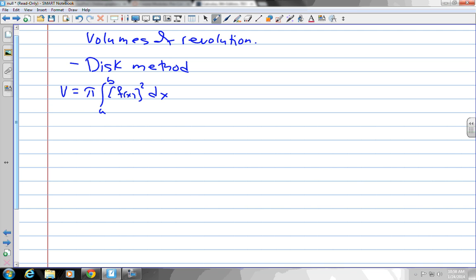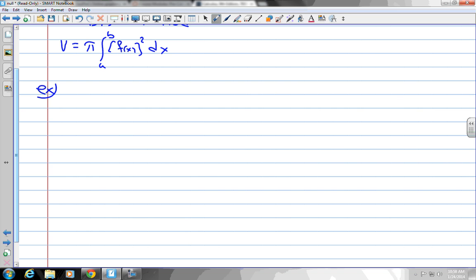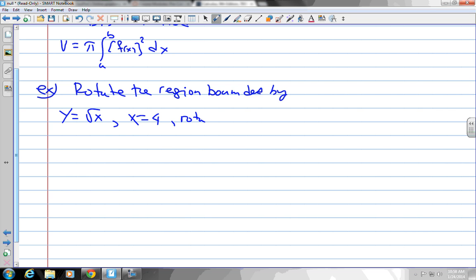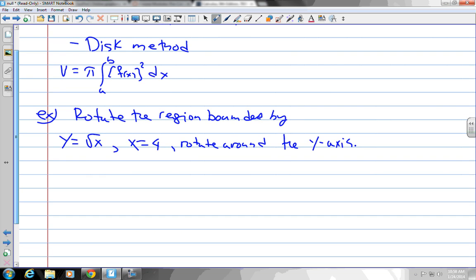So I want to do this example. Rotate the region bounded by the following functions: y equals square root of x, and x equals 4, and rotate around the y-axis. We're actually going to derive a new formula after doing this problem.